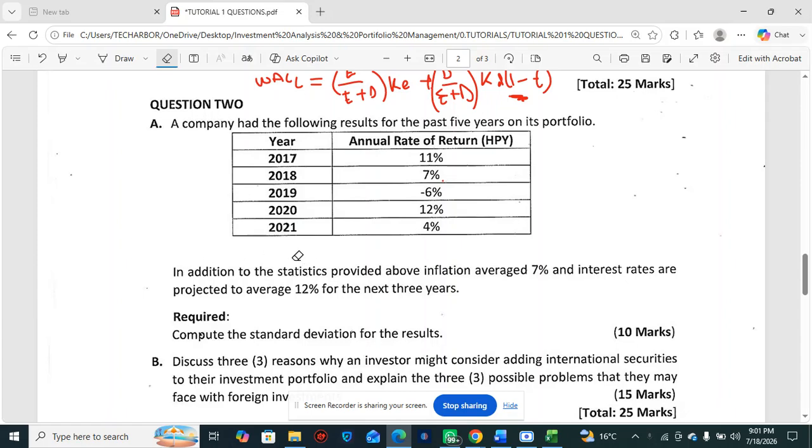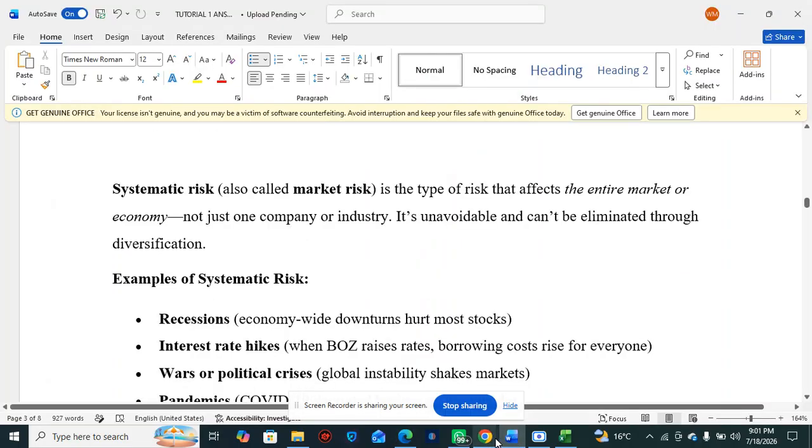In addition to the statistics provided above, inflation averaged 7% and interest rates are projected to average 12% for the next 3 years. Compute the standard deviation of the results. All right, so let's get this information there.